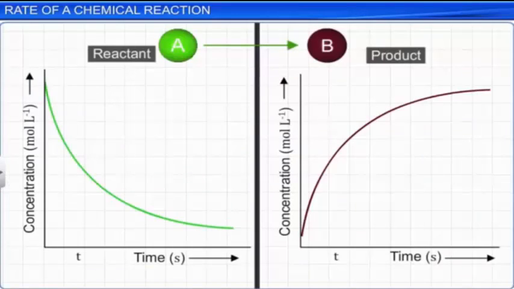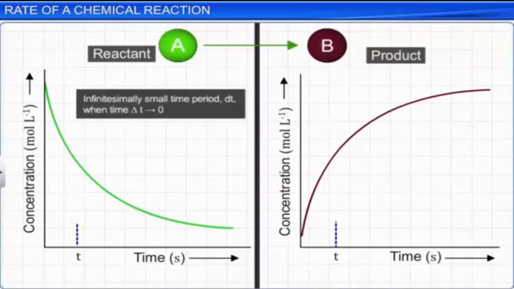To predict the rate of reaction at a particular moment of time, we take an infinitesimally small time period, dt. That is, when time delta t approaches 0, and measure the change in the concentration of the reactant or product during this infinitesimally small time period. The rate of a reaction determined at a particular instant of time is called the instantaneous reaction rate.